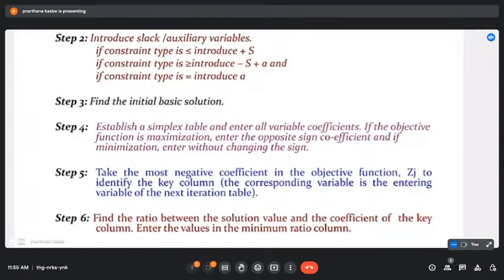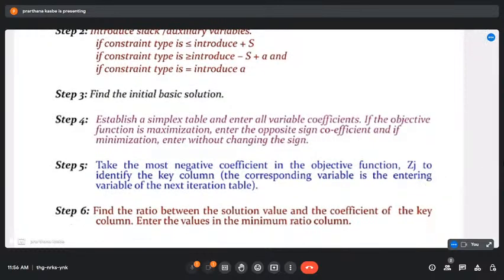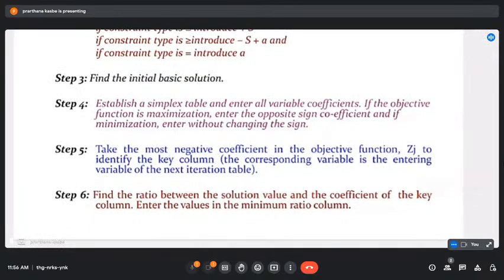Then establish a simplex table to enter all variable coefficients. If the objective function is maximization, enter the opposite sign coefficient, and if it is minimization, enter without changing the sign. If it is minimization, you do not have to change any sign here, and if it is maximization, take the opposite sign. Coefficient means multiplier. Take the most negative coefficient in the objective function Zj.